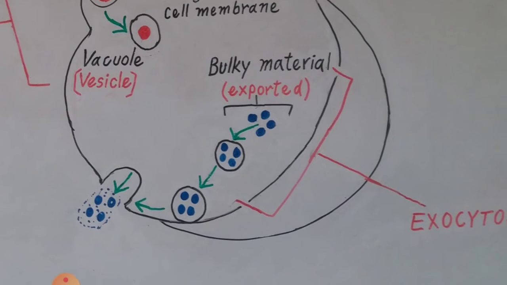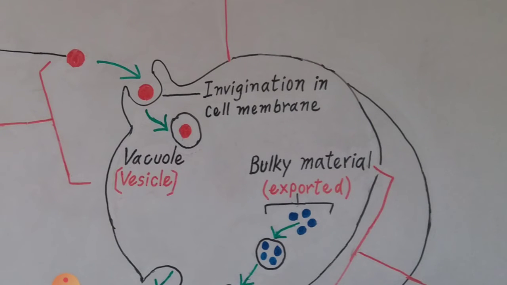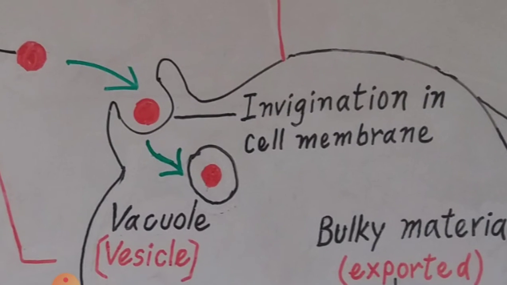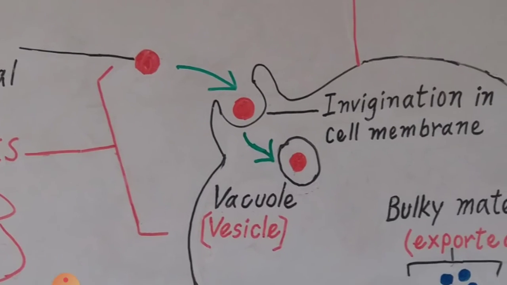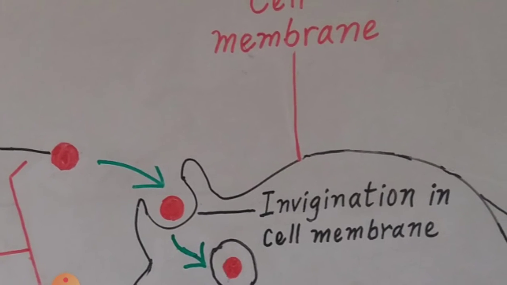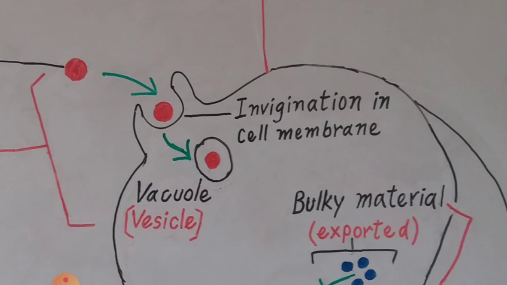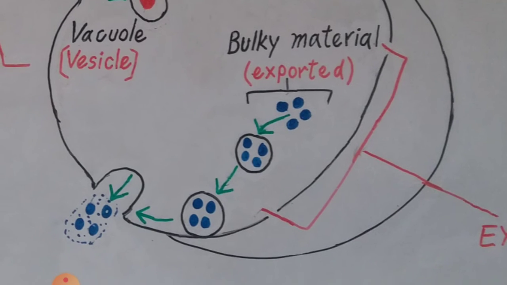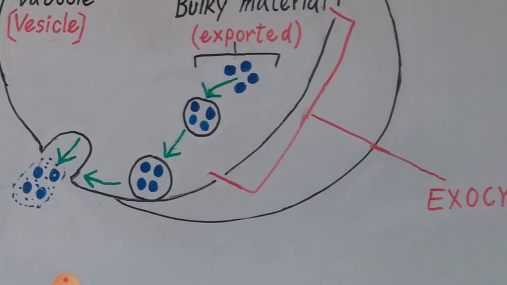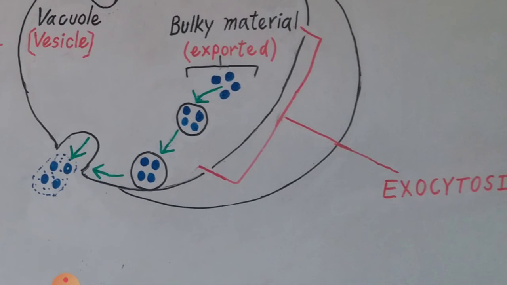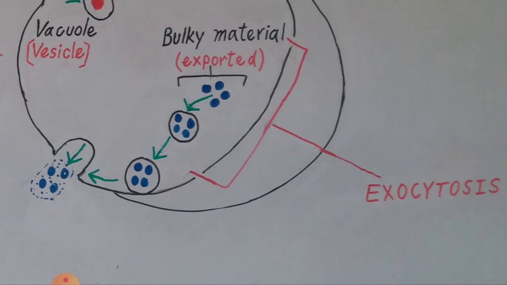So during exocytosis, the part of the cell membrane that was lost during endocytosis by forming the food vacuole is replaced during exocytosis. Exocytosis regains that part of the cell membrane.